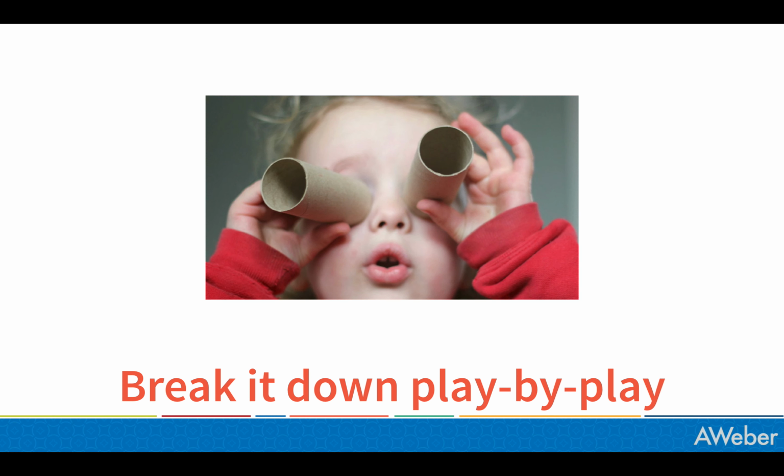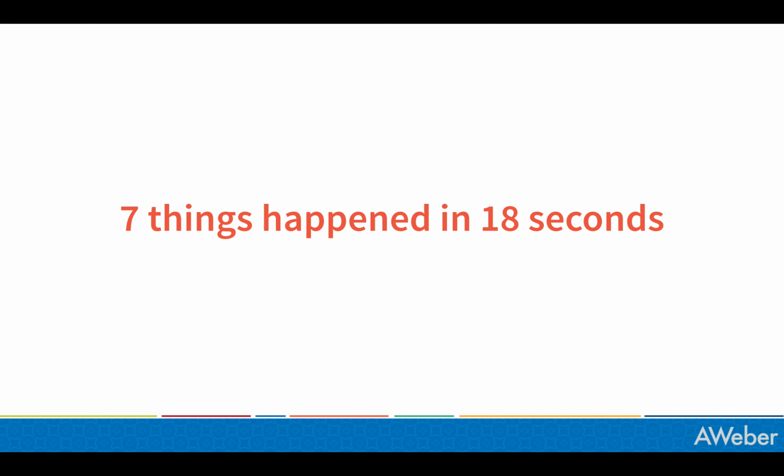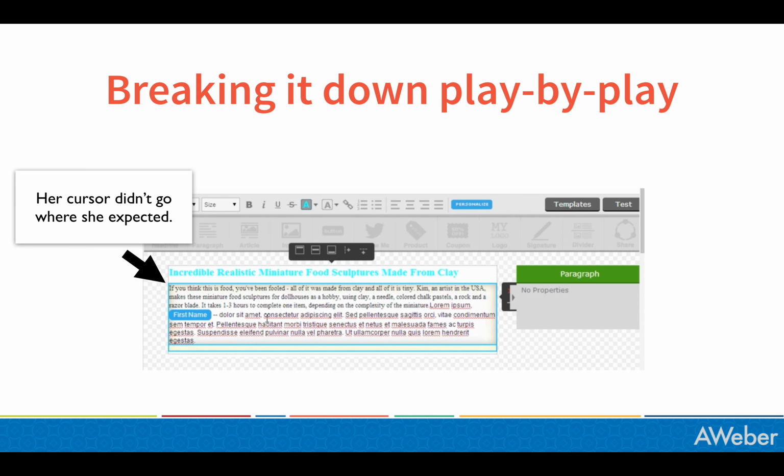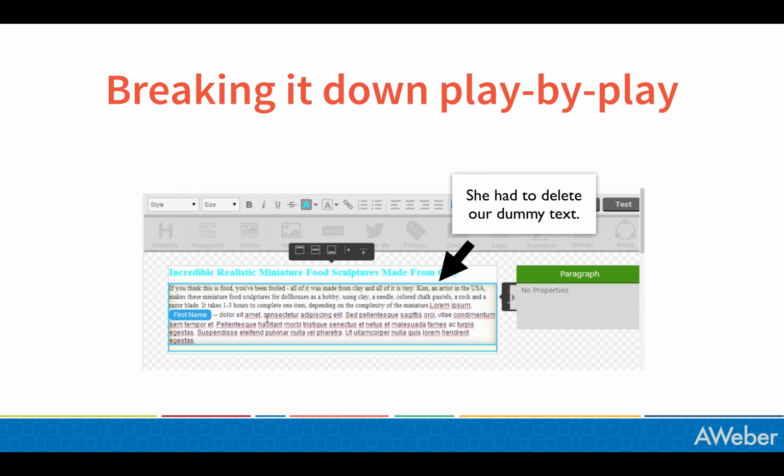So let's break that down play by play and actually analyze what happened. Believe it or not, 7 things happen within that 18 seconds. 7 things that the customer may or may not have realized even happened. Looking at it first, she struggled to highlight the text. As she was clicking, she was dragging the paragraph, and it was difficult for her. Her cursor, when she clicked, didn't go where she expected it to, much like as if this was WordPress or Microsoft Word. Wherever you click, you would expect your cursor to go.